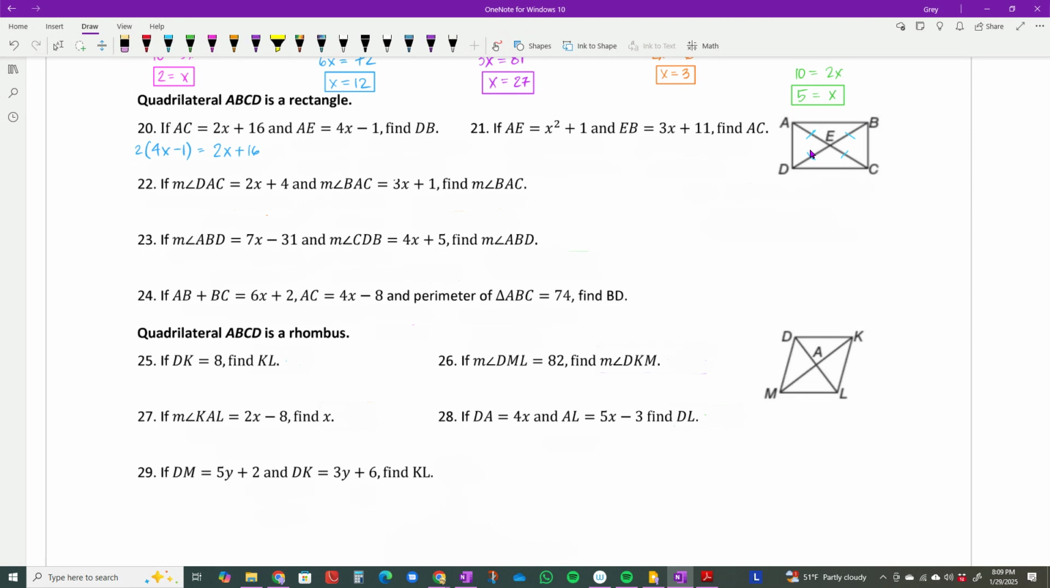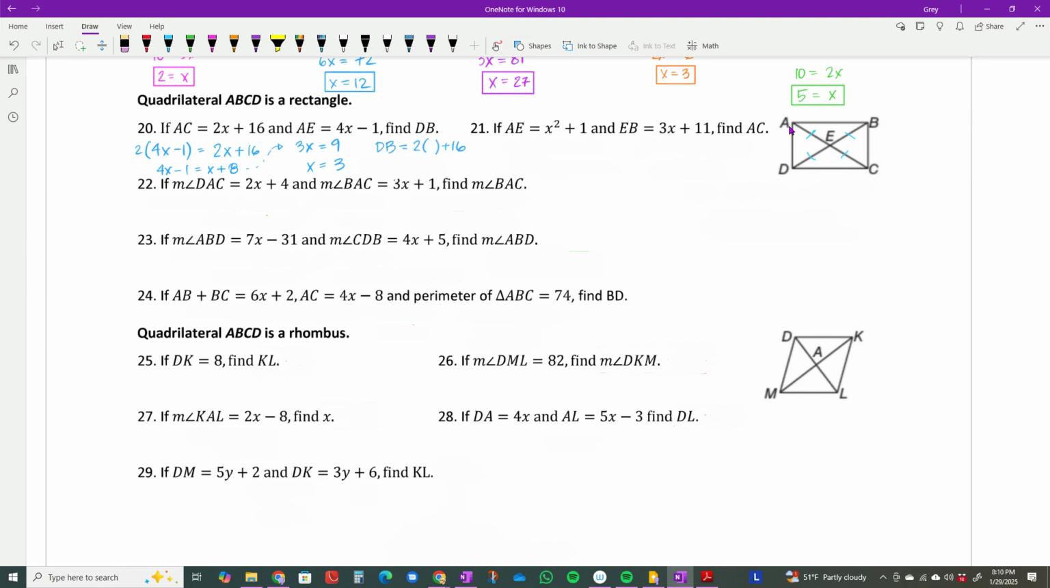So I distribute, and that gives me, nope, actually I divided by 2. So 4x minus 1 equals x plus 8. And then I come over here and say that 3x equals 9 and x equals 3. So if x equals 3, I got to find DB. And DB, of course, is the same thing as AC. So that could be 2x plus 16.